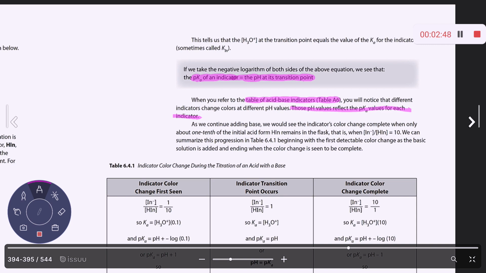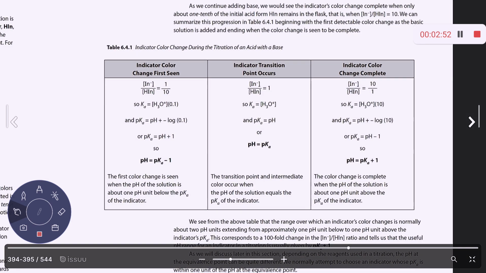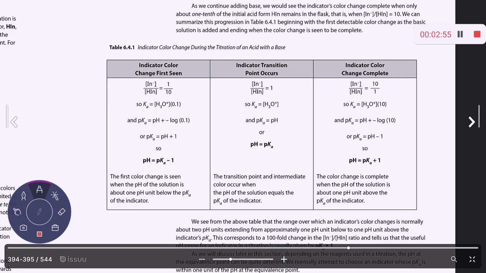Did you find it in the back? Yes. Okay, perfect. Let's come down here. This gives you a great little summary. So when you see the indicator change colors initially, that's when the pH is equal to the pKa − 1. And then at the transition point, that's when the pH is equal to the pKa. And then when the indicator is done changing colors, that's when the pH is equal to the pKa + 1.